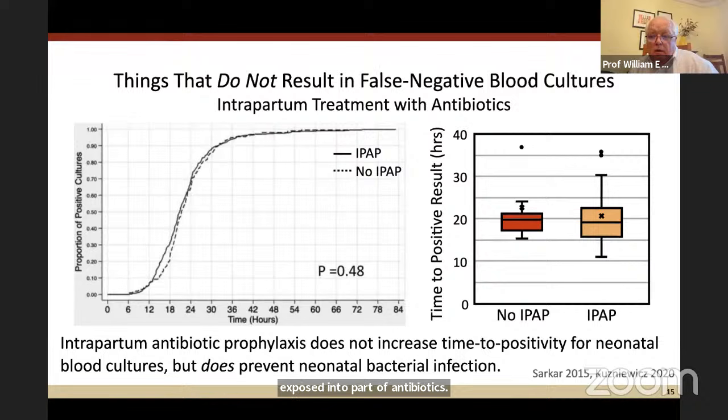Data from Sarkar showing no difference in the time to positivity between the no IAP and IAP groups. So intrapartum antibiotic prophylaxis doesn't increase the time to positivity, but it does effectively prevent neonatal bacterial infection. So in this situation, you can still trust the result of your blood culture.